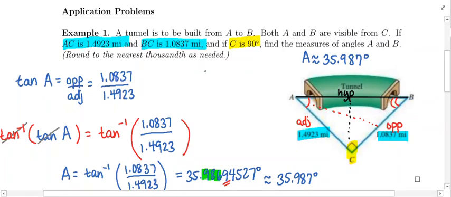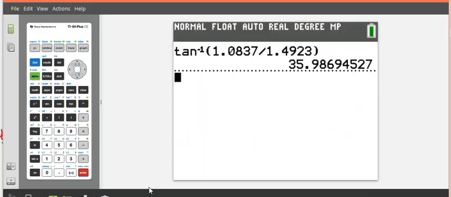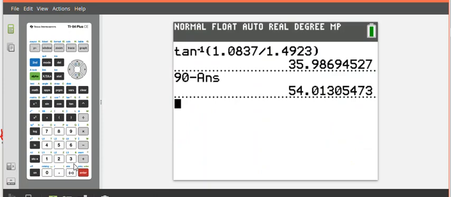I'll put this in a different color. So to get angle B, we're going to take 180 total degrees in one triangle. We're going to subtract out the 90-degree angle, which is going to leave us with 90 degrees. Then we're going to subtract out angle A, so we're going to take away 35.987 degrees. This will give us an estimate for angle B. So I'm going to go back to my calculator. I'm going to do 90 degrees, subtract out angle A here, and this is going to give me the measure of angle B.